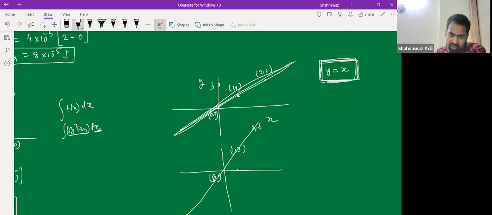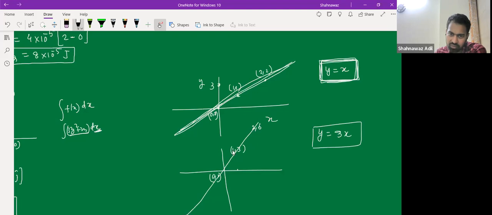So you see that at x equals 0, my y is 0. At x equals 1, my y is 3. At x equals 2, my y is 6. So yeah, y is not equal to x, but y is 3x. So this is uniform also.